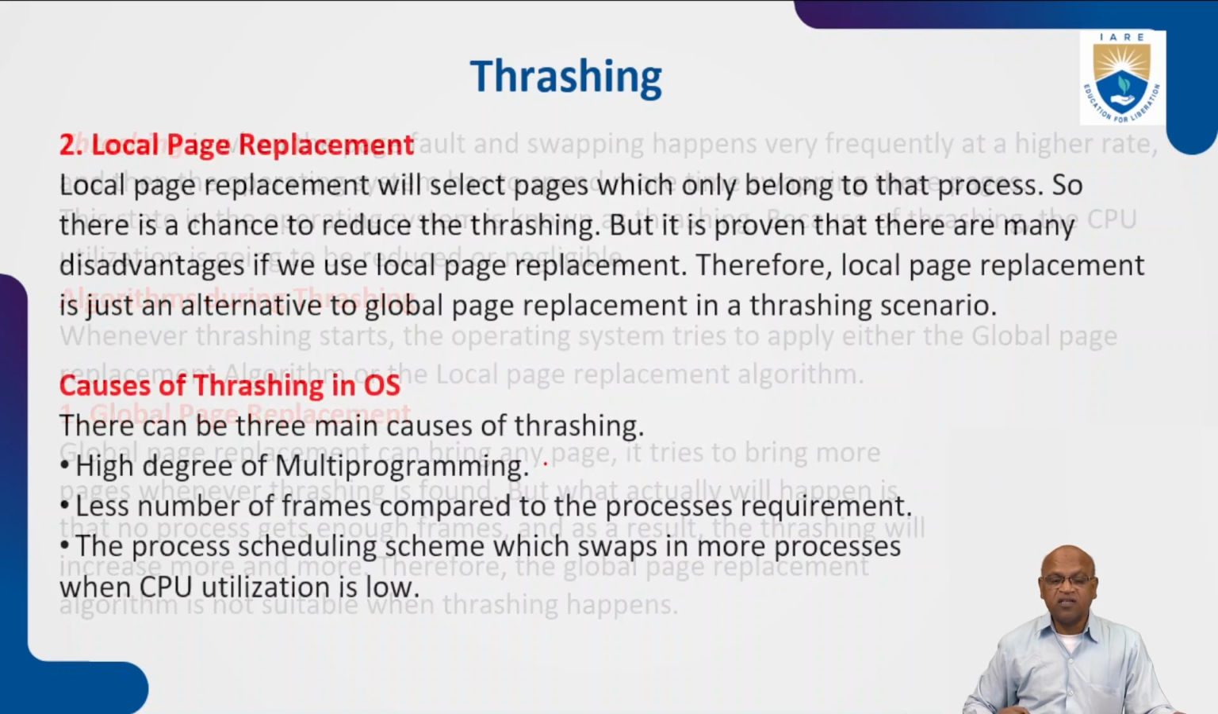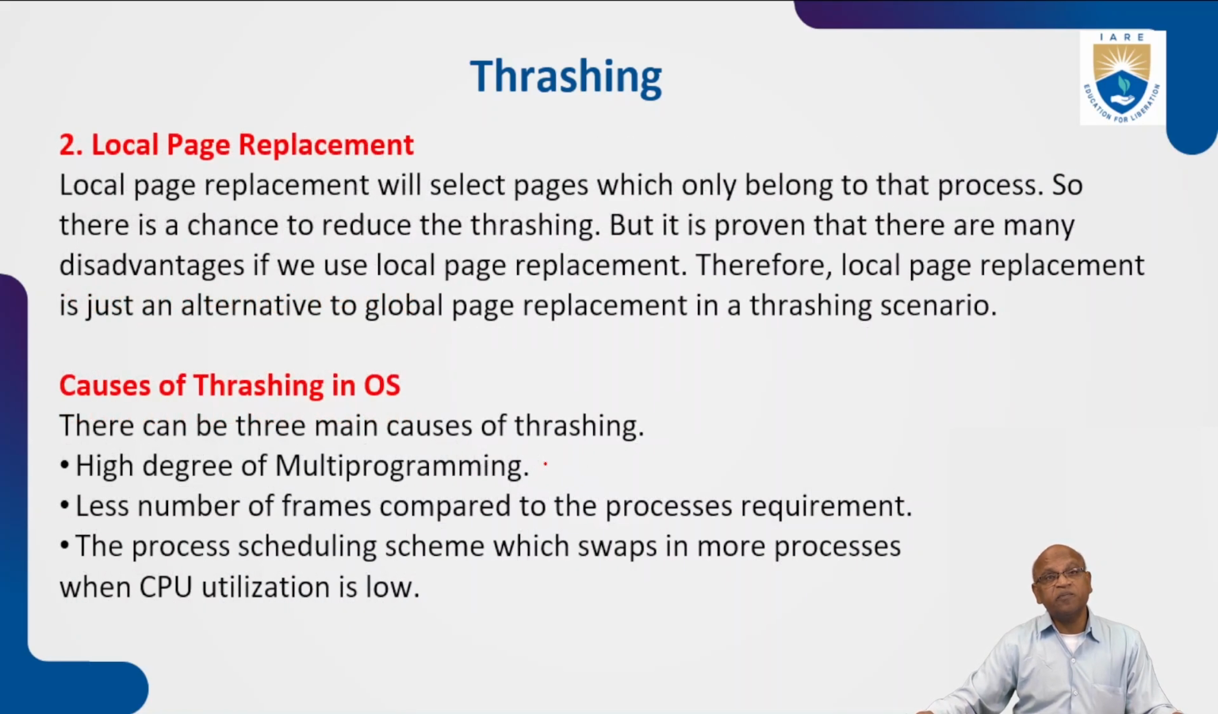But the other one is local page replacement. The local page replacement algorithm will select pages which only belong to that process. So there is a chance to reduce thrashing, but it is known that there are many disadvantages if you use local page replacement. Therefore, the local page replacement algorithm is just an alternative to global page replacement in a thrashing scenario.